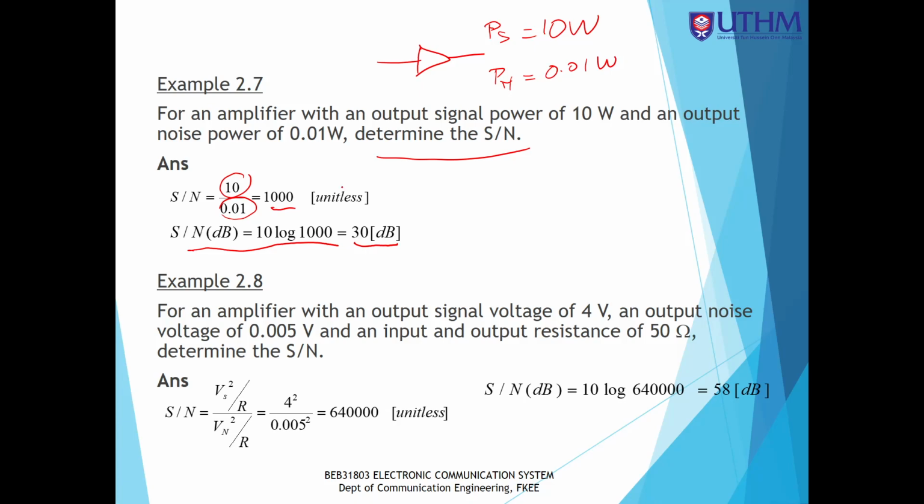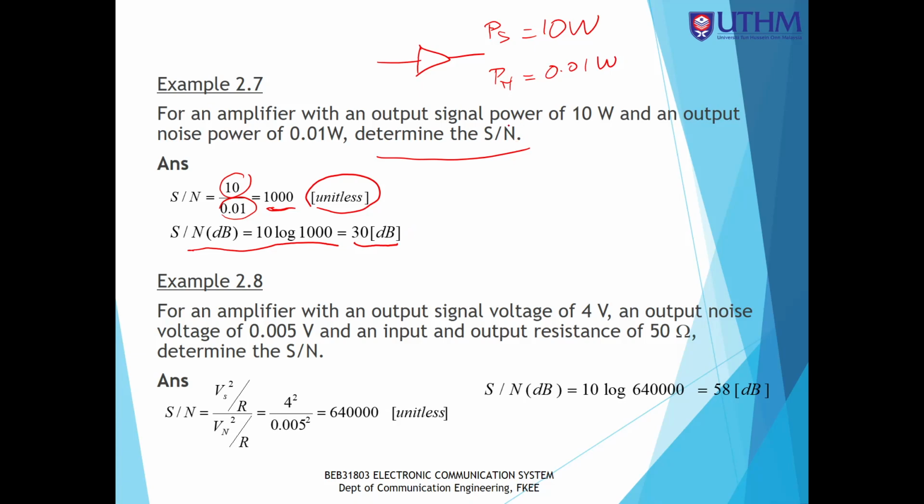So class, unitless, you don't need to write like this. In exam or test, you don't need to write the word unitless. Tak perlu tulis unitless. Just write the value like this, 1000. So we understand that this is a unitless parameter. Otherwise it will look funny. If you give the answer and then suddenly there's a unitless, that means no unit. So in terms of decibel, 10 log 1000, you get 30 dB.